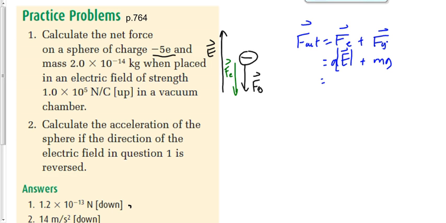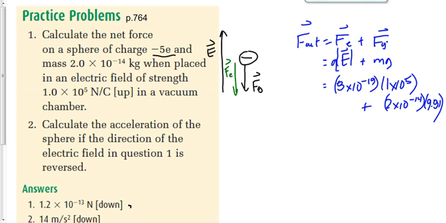Q is 5 times the elementary charge, so 5 times 1.6, I think that's 8. Negative 8 times 10 to the minus 19. The electric field is 1 times 10 to the 5. The mass is 2 times 10 to the negative 14. And g is 9.81. Both of these forces are downwards, so we're going to stick in negatives in front of both of them. And when we do the math for that, we end up getting 2.8 times 10 to the negative 13 newtons. It's actually a negative value, which means it's a downward force.